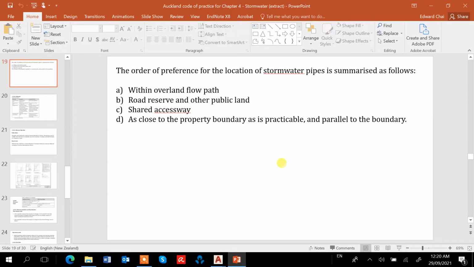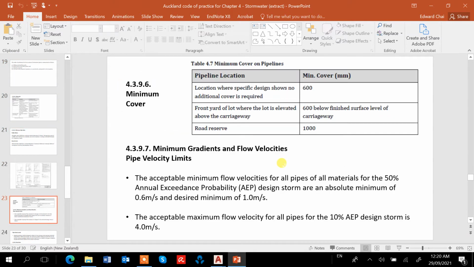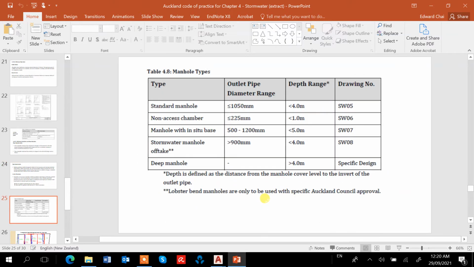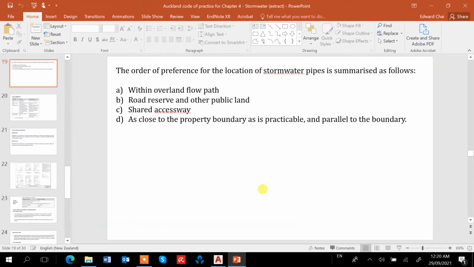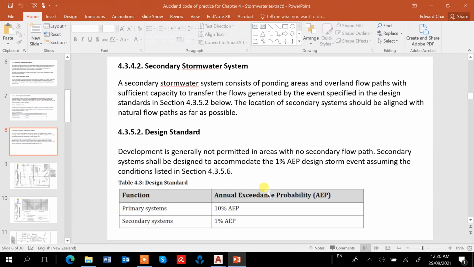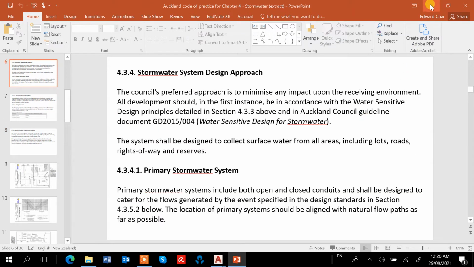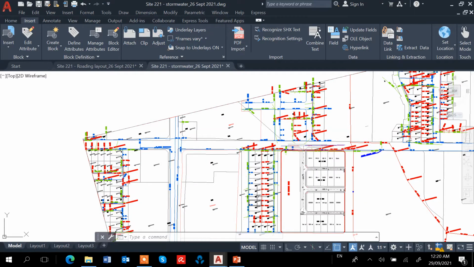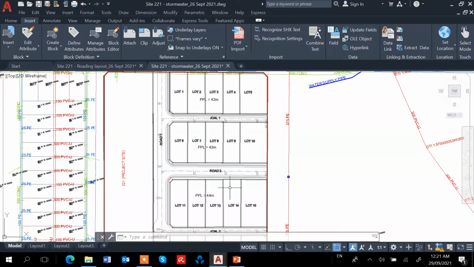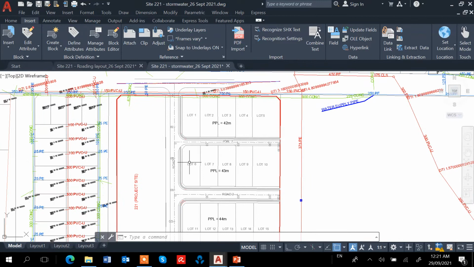Okay, so it covers the materials, the minimum pipe size, and then the interval, the spacing of the manhole. So let's look at the design. I think we need to do the layout. So actually, I've done some layout already, but I'm going to just do it again on this.